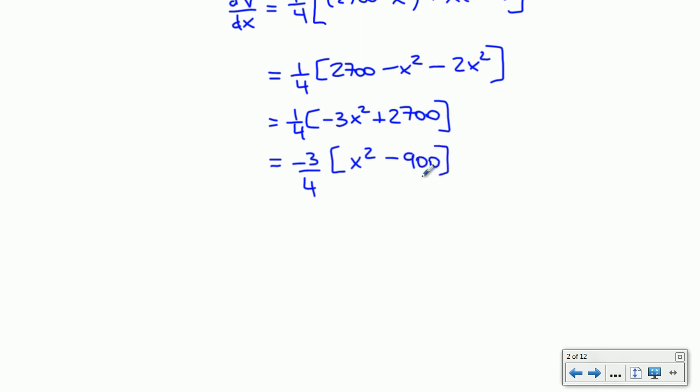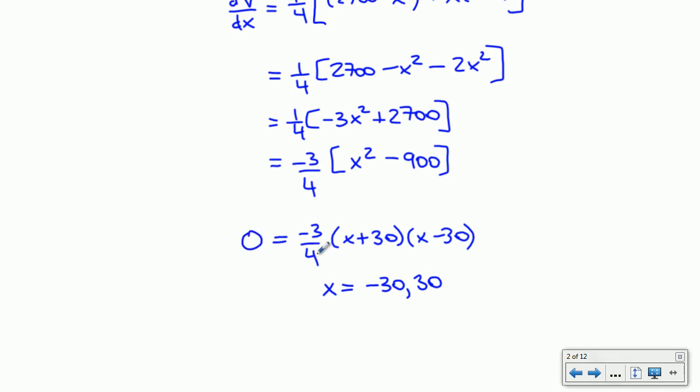Now 900 is a perfect square. 30 times 30 is 900. So I'm going to factor this using difference of squares. So negative 3/4 (x plus 30)(x minus 30). So my critical values are negative 30 and 30.